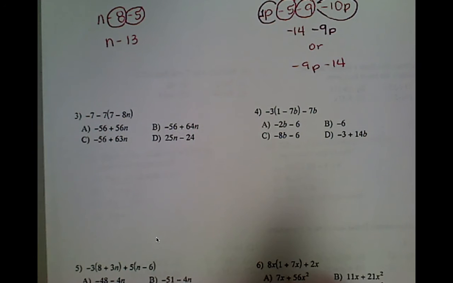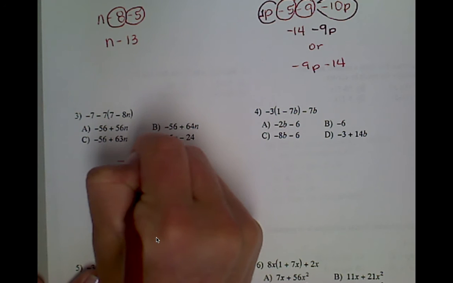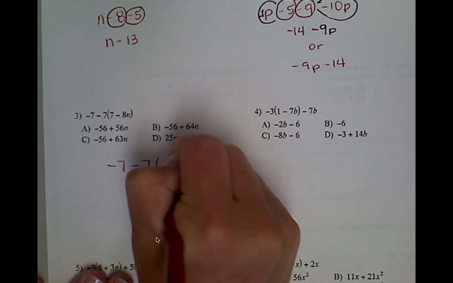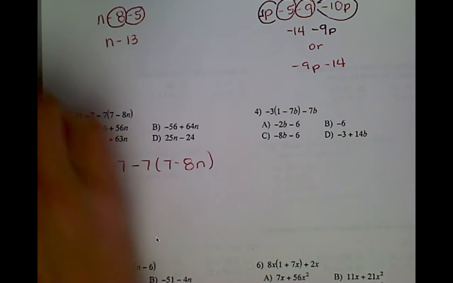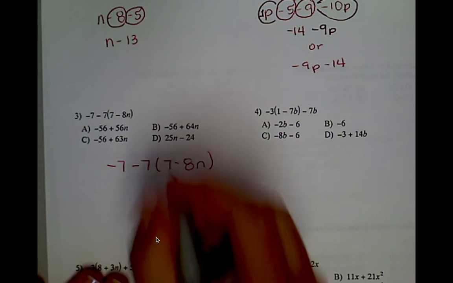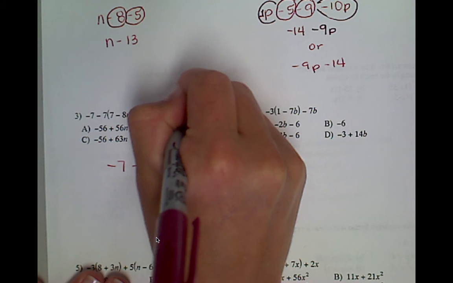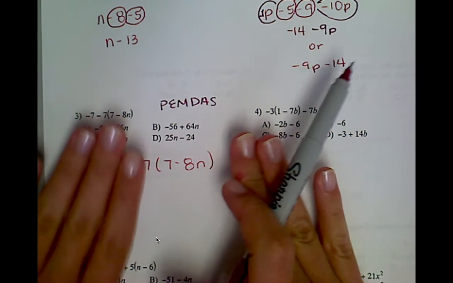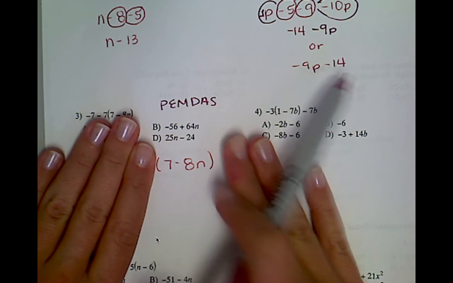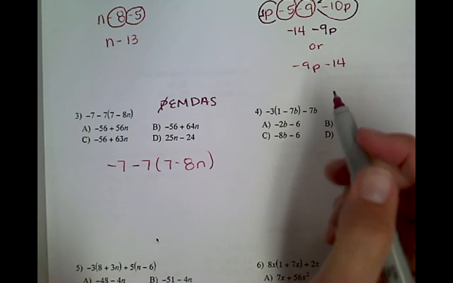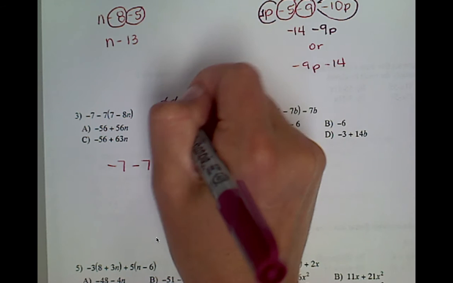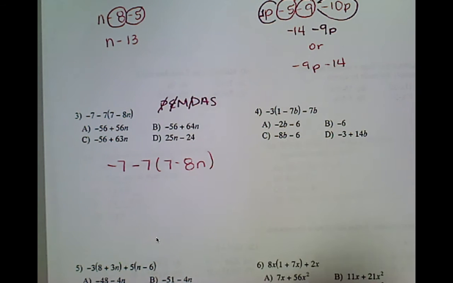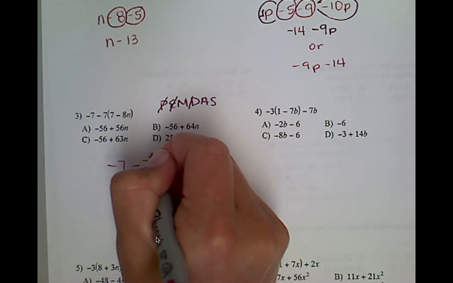Okay, the next one we have negative 7 minus 7 times (7 minus 8n). When I'm looking at this, we have to think about, please excuse my dear Aunt Sally. Parentheses: if I look just at those parentheses right there, can I clean that up? Nope. Are there any exponents? Nope. So now I'm down to multiplication and division. This is actually multiplication right here.